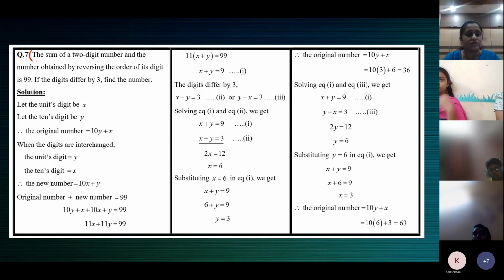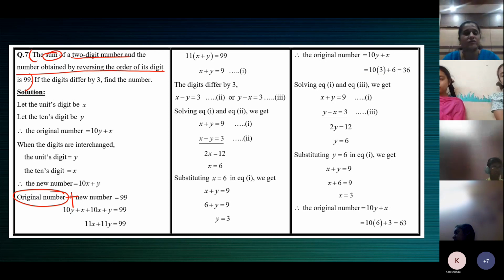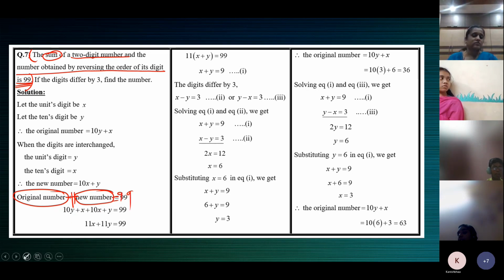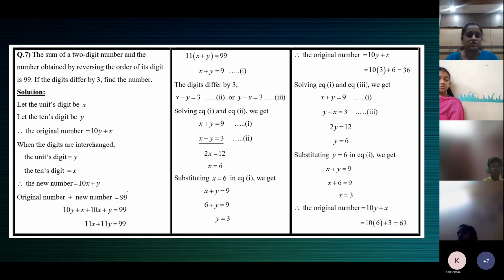Original number plus the new number is equal to 99. The sum means you should add. The 2-digit number is the original number, and you're adding the original number and the number obtained by reversing the order of its digits. The number obtained by reversing the order of the digits is the new number. So the sum of the original number and the new number is 99. So this is the first equation.